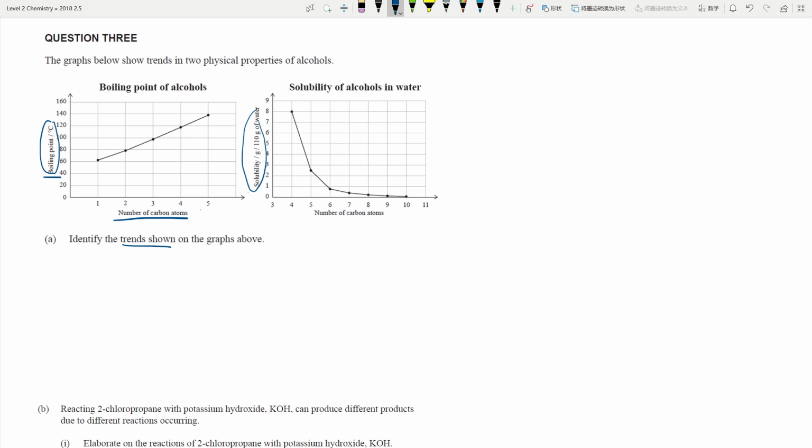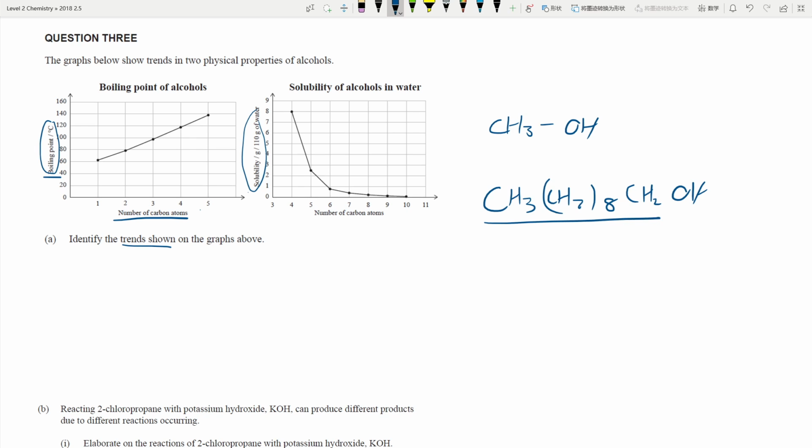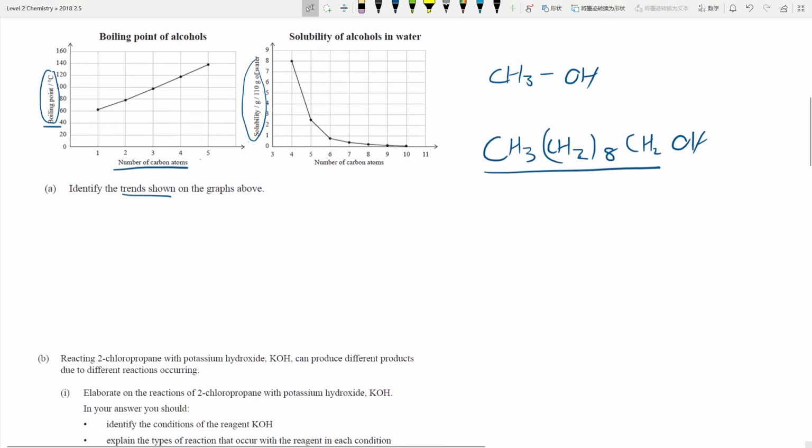Solubility, if you think about an alcohol that looks like this versus an alcohol with, let's say, 8 carbons in the middle, remember the carbons are the non-polar part of the molecule. The more non-polar things you have, the more significant they become, and the less soluble the molecule is. In general, just remember, as the number of carbon atoms increases, the solubility decreases, and the boiling point increases. All right, next one.